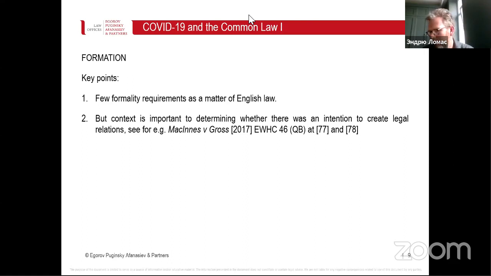Further, if there is a trigger event, so a condition precedent, that is useful in determining whether an agreement is likely to be found legally binding, because the parties have, in whatever imprecise and shorthand form, identified a mechanism by which performance can be assessed, and then payment, as needs be, can become due. So that's formation. As I say, very few formality requirements, but context is very important to the exercise of determining whether a legally binding contract has in fact been formed.